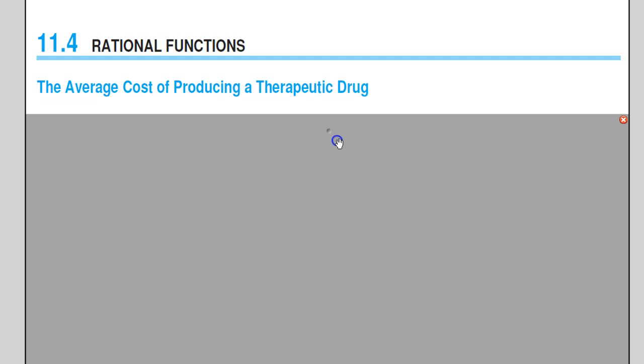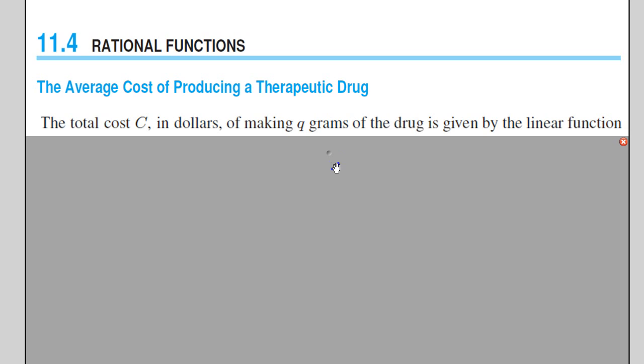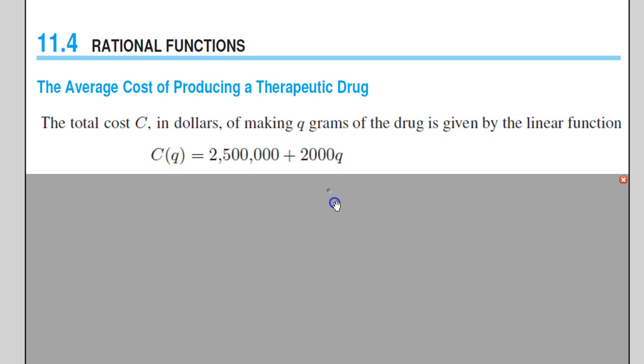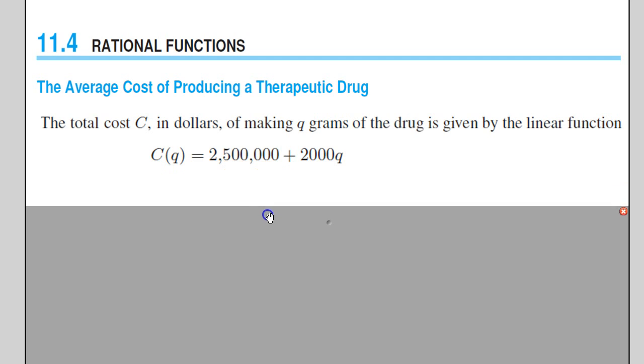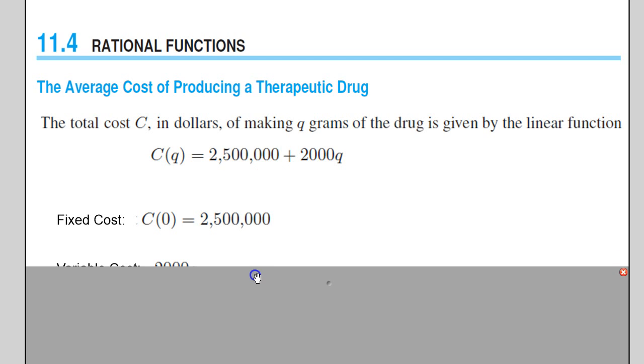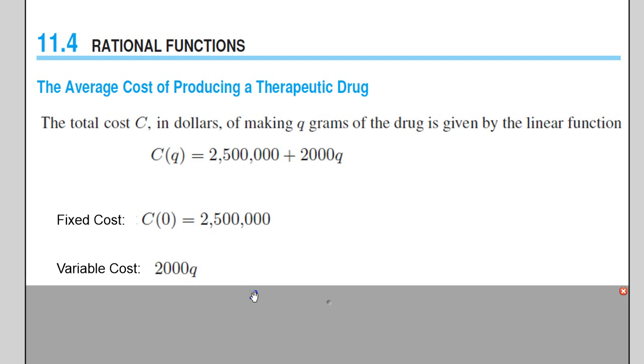So let's talk about the average cost of producing a therapeutic drug. Let's say that we have a model C that describes the cost in dollars of making Q grams of a drug. And this is the cost model. If you remember, when we're dealing with cost, there's two types of costs, fixed costs and variable costs. The fixed cost is the cost that doesn't change in spite of the quantity. In this case, the fixed cost is $2.5 million, and that can go into research, staff, whatever the cost is to come up with the drug.